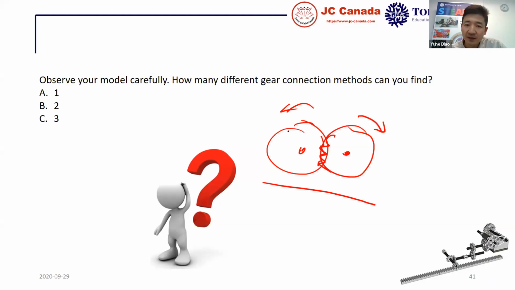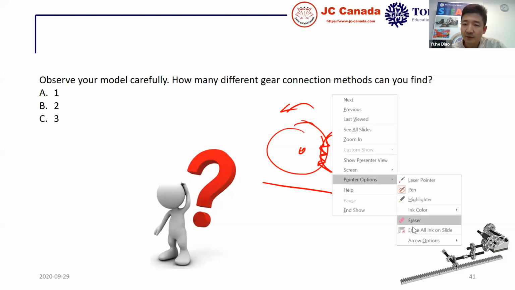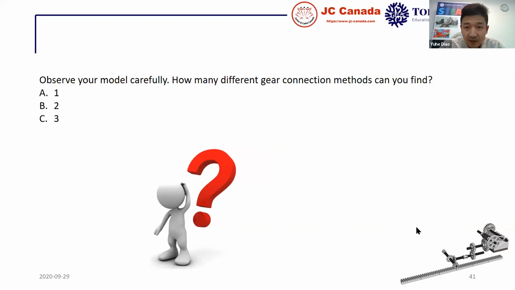And we have some other connections. So how to connect 2 gears in different positions? How many different connection methods can you find in your model? This is a very small model, but for gear connections, it's very good. You can try. And this is the topic we will discuss next class: how to connect gears.